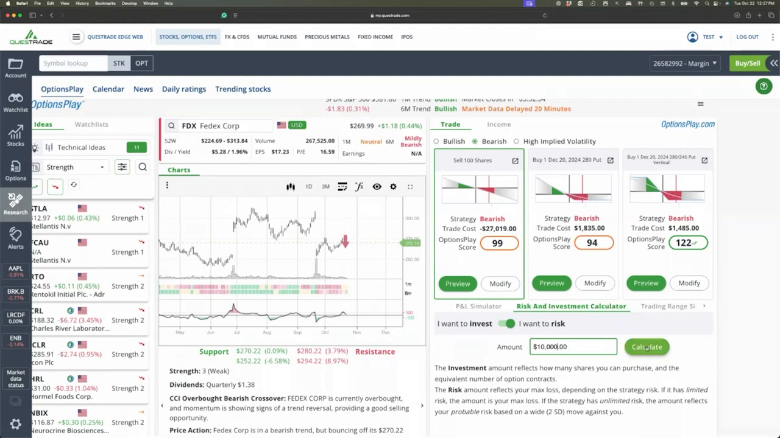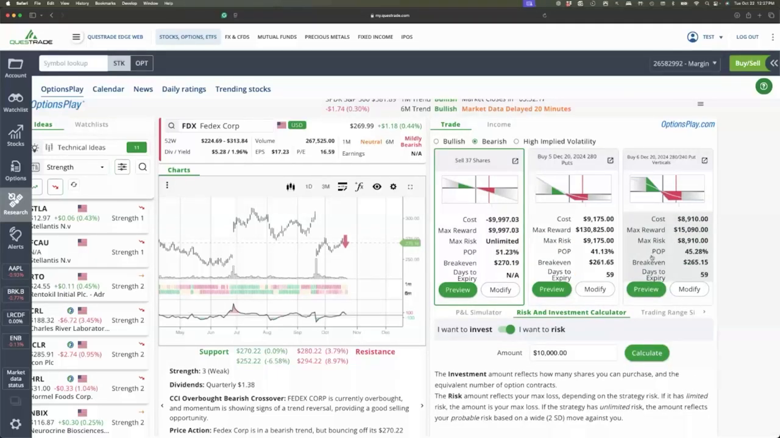But our tool will calculate for you the appropriate number of contracts based on your risk tolerance, so that you should never be in a position where after you place a trade, you find yourself saying, I lost too much money on the trade. Because if you use the risk and investment calculator, you'll see that the max risk on the specific trade that we've calculated for you will not exceed the maximum risk that you have stated in the risk and investment calculator.